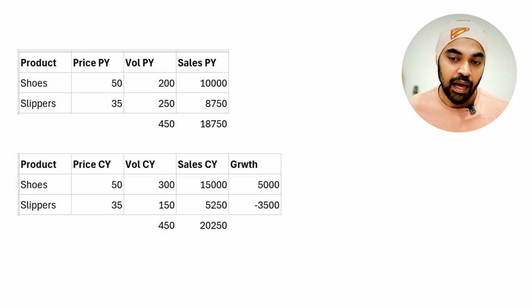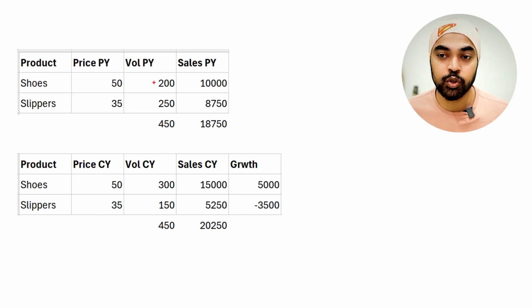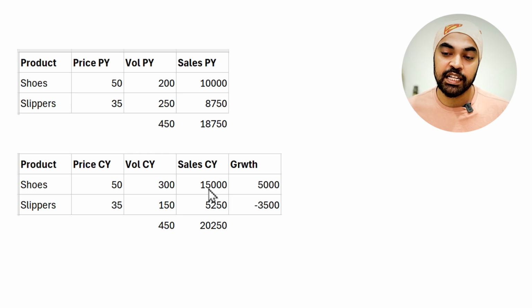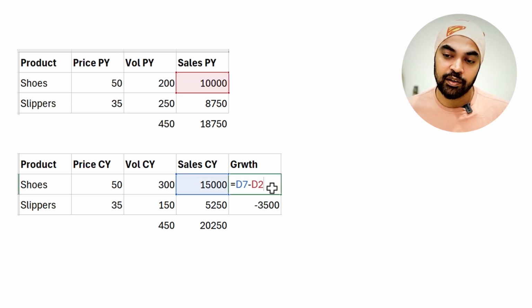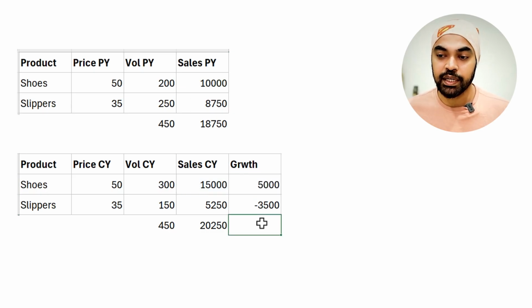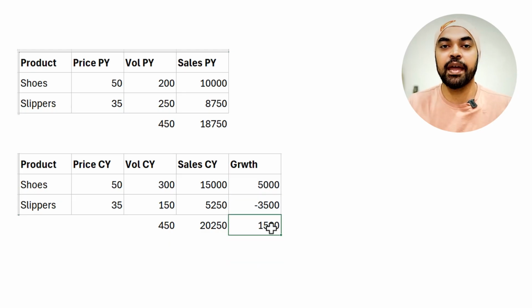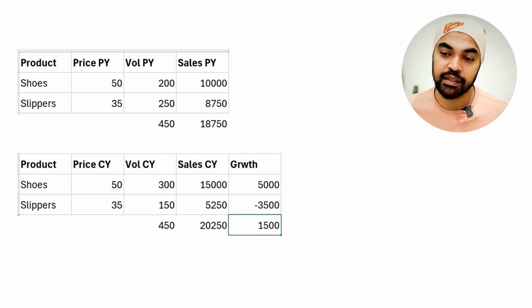All right. And in the current year, we did not change the price of shoes and slippers, the same products, again sold at 50 and 35, just as last year, but we did change the volume. That means 200 went all the way up to 300 units, and 250 for slippers went down to 150 units. All right, and that's the sales for the current year and sales for the last year, and this is nothing but my growth. So the growth calculation is nothing but take the sales of the current year minus last year. Now the question is, if I total all of this growth up, we actually got about 1500 of extra money. That means if you take the current year minus the last year, you're going to get 1500.